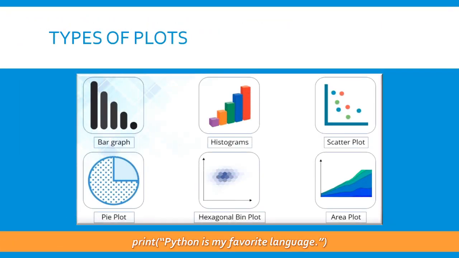There are a number of options available in Python to visualize data like bar graph, histograms, scatter plot, pie plot, hexagonal bin plot, area plot. We use these graphs depending upon the requirement of data, whether the data is quantitative or continuous, depending upon our requirement.